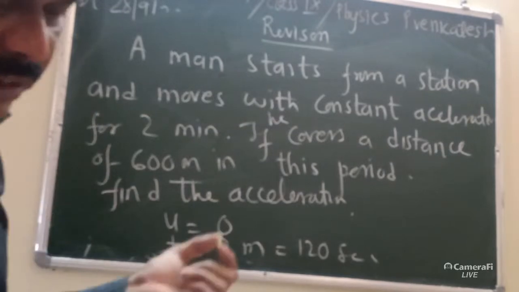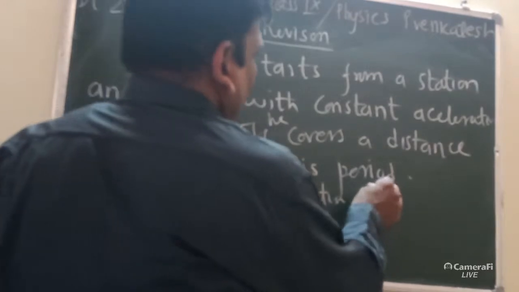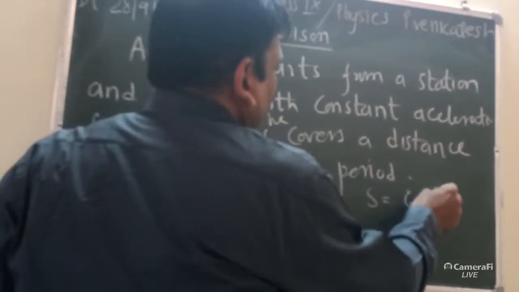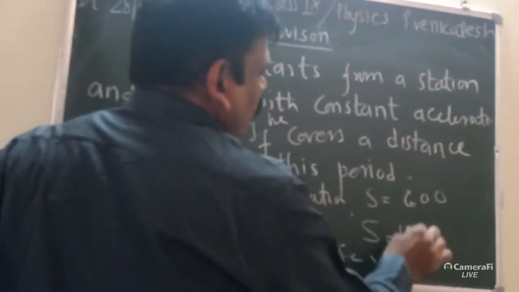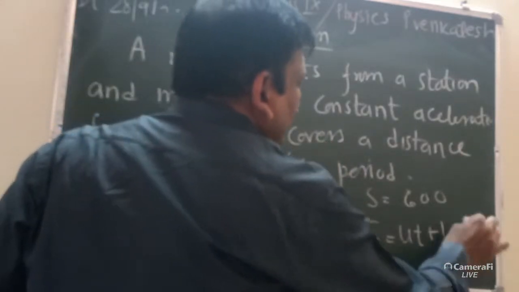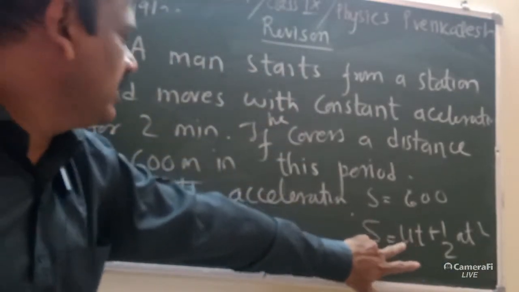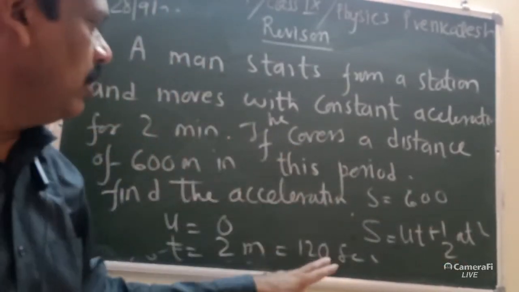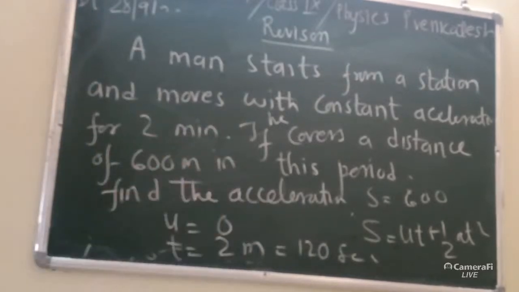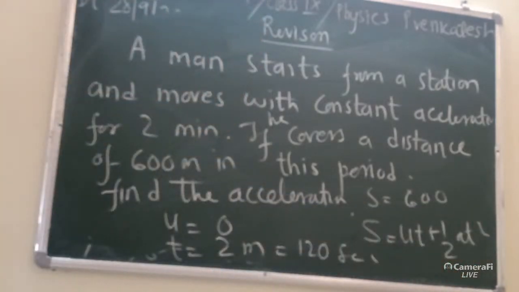Distance is given as 600 meters, means S equals 600 meters. What is the acceleration? Which formula will you use? S equals ut plus half at square. S is 600, u is the initial velocity 0 into 120, plus half into a into time, which is 120 seconds squared. Because we have to find a, you will get the acceleration.